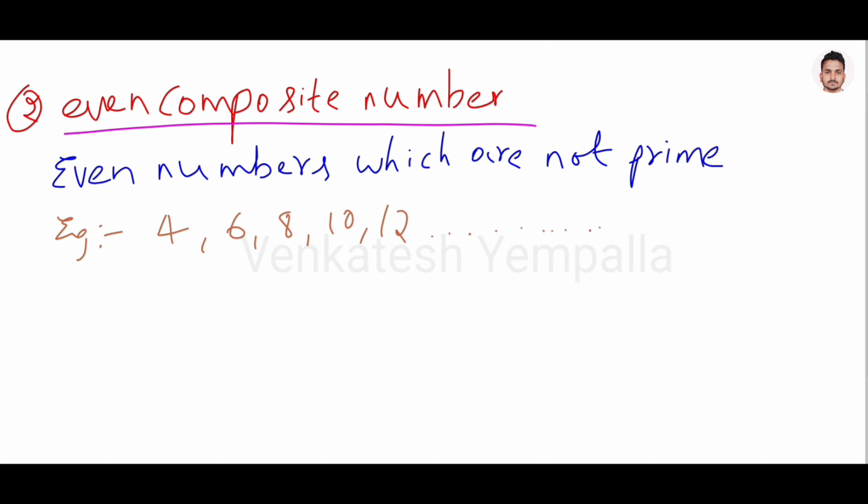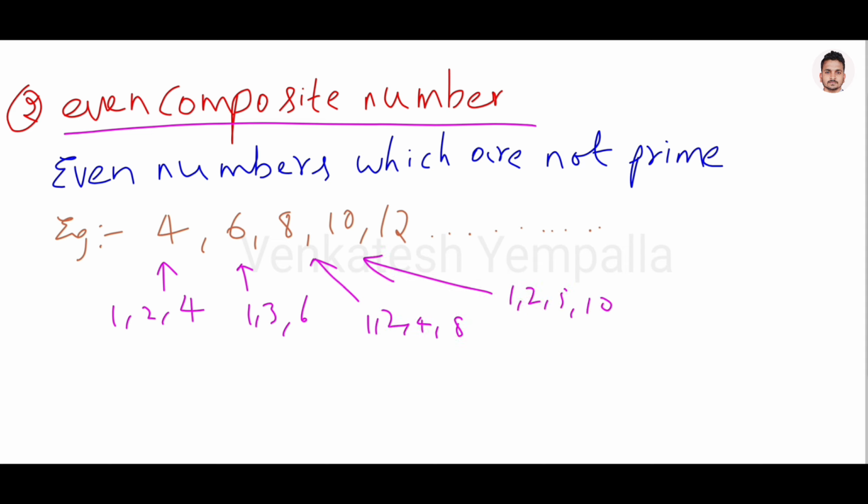If we observe the factors of these numbers, we will get more than two. I will explain. For 4: 1, 2 and 4. For 6: 1, 2, 3 and 6. For 8: 1, 2, 4, 8. For 10: 1, 2, 5, 10. And for 12: 1, 2, 3, 4, 6, 12. So we can observe that more than two factors come for these numbers. That is why we call these numbers even composite numbers.